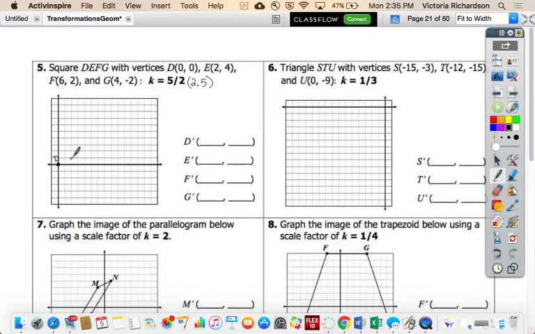So go over 2 and up 1, 2, 3, 4. That's E. F is 6, 2. 1, 2, 3, 4, 5, 6. Up 1, 2. And G is 4, negative 2. So go 4 to the right, 1, 2, 3, 4, and down 2. And that is G. I'm going to connect my points.